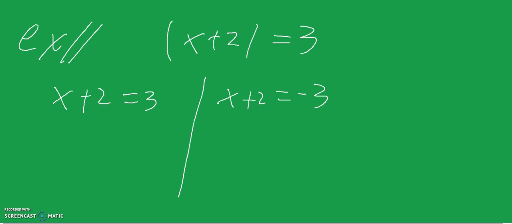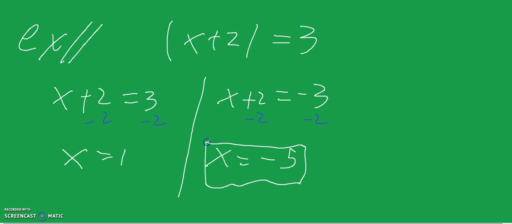Now, step 3, solve for my variable. In both these equations, I'm going to subtract 2 from each side. I'm going to solve these at the same time. When I do that, for the first equation, I get x equals 1, and for the second equation, I get x equals negative 5. Okay, so those are my solutions: x equals negative 5 and x equals 1.